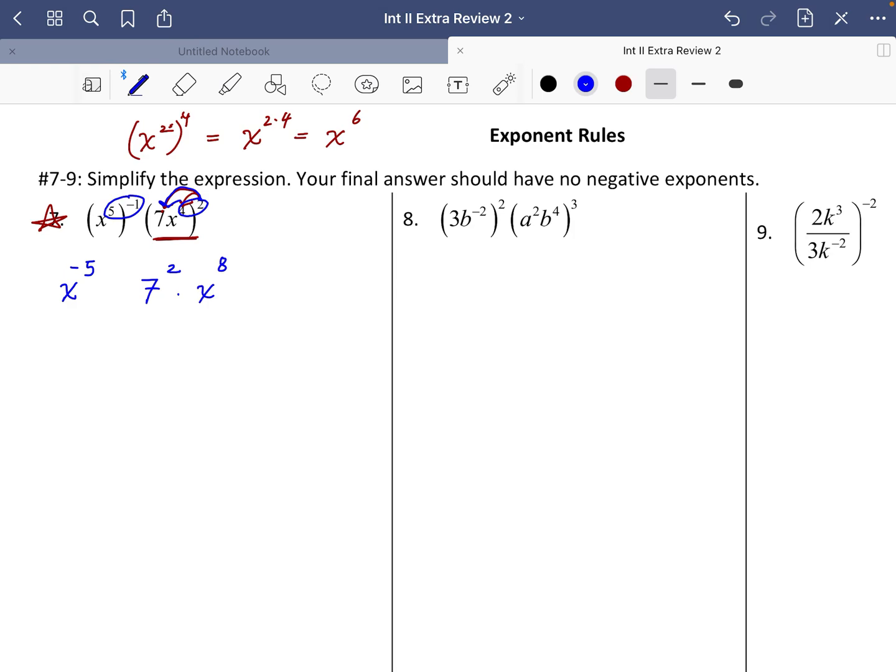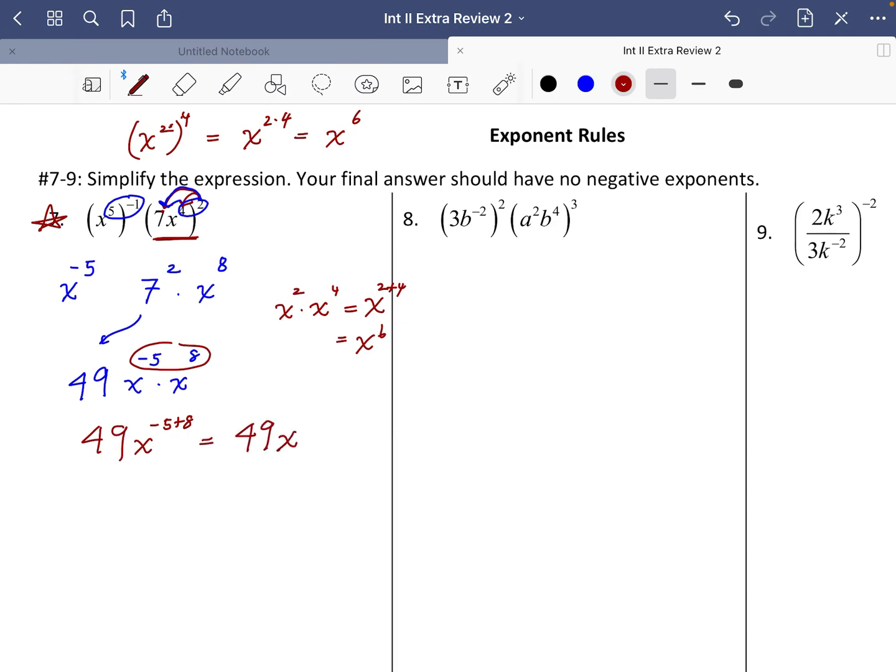Okay. So now 7 squared is 49. And I have x to the negative 5 times x to the power of 8. Now this is having x to the negative 5 times x to the 8th, where you can just add the exponents together. And your final answer is going to be 49 and x to the power of 3. That's the final answer.